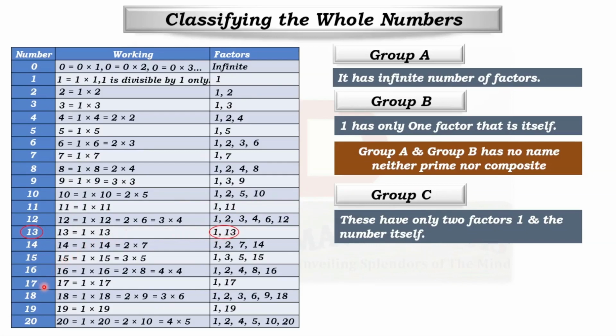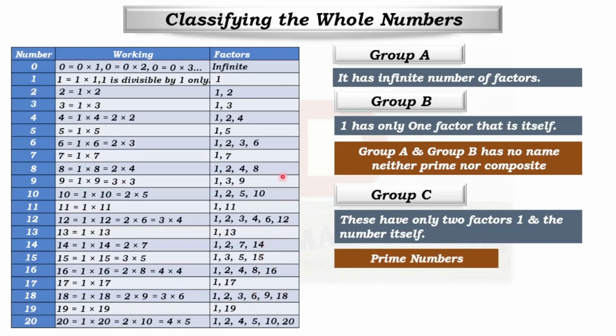Next number 17 has only 2 factors. These are 1 and the number 17 itself. Then here is number 19. It has only 2 factors, 1 and 19 the number itself. So all these numbers have only 2 factors.